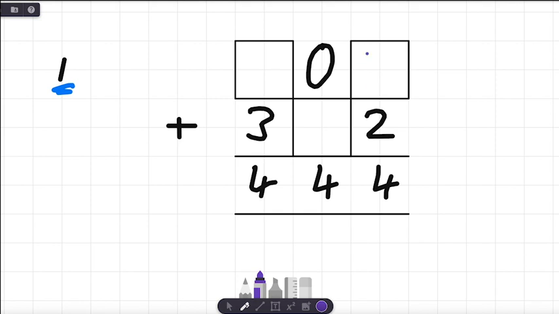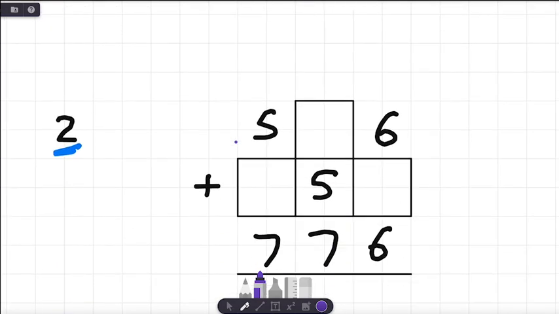Well, we've got something plus 2 equals 4, so this must be a 2. 2 units plus 2 units gives us 4. 0 tens plus something gives us 4 tens in the answer. So this must be 4. 0 plus 4 is 4. And something plus 3 equals 4 in the hundreds column. So therefore that must be a 1. And so we're really using our addition and subtraction facts just to fill in the blanks.